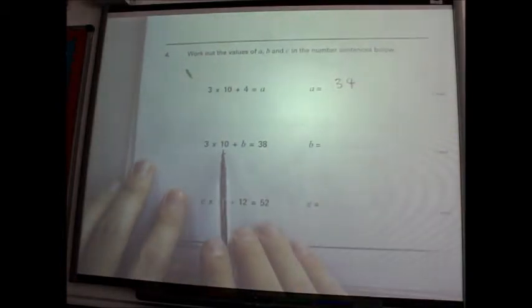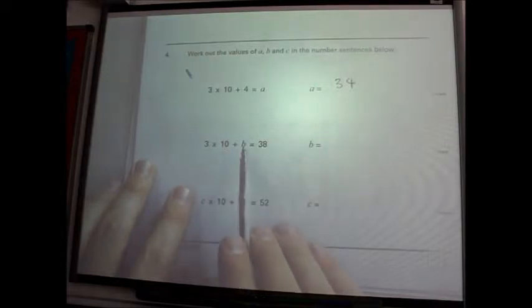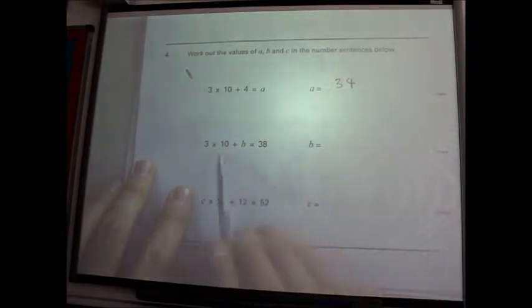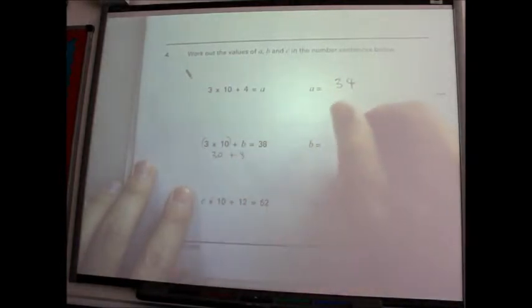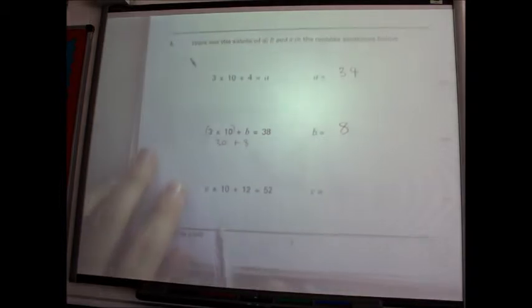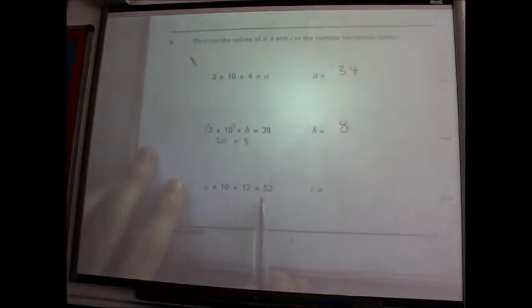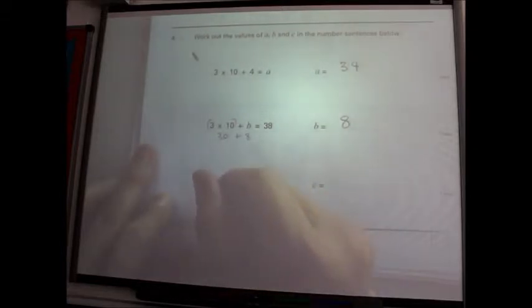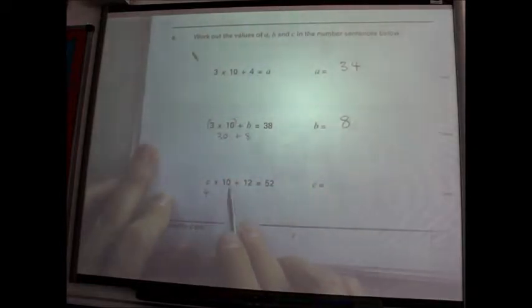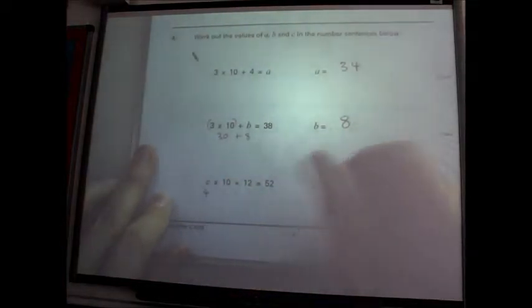Next one. 3 times 10 is 30. Add what gives you 38? Well, 3 times 10 is 30, so 30 add 8 must be 38. And the last one. Something times 10 add 12 is 52. I can look at that and see if you do 4 times 10 is 40, then add the 12, you get 52. So C would be 4.